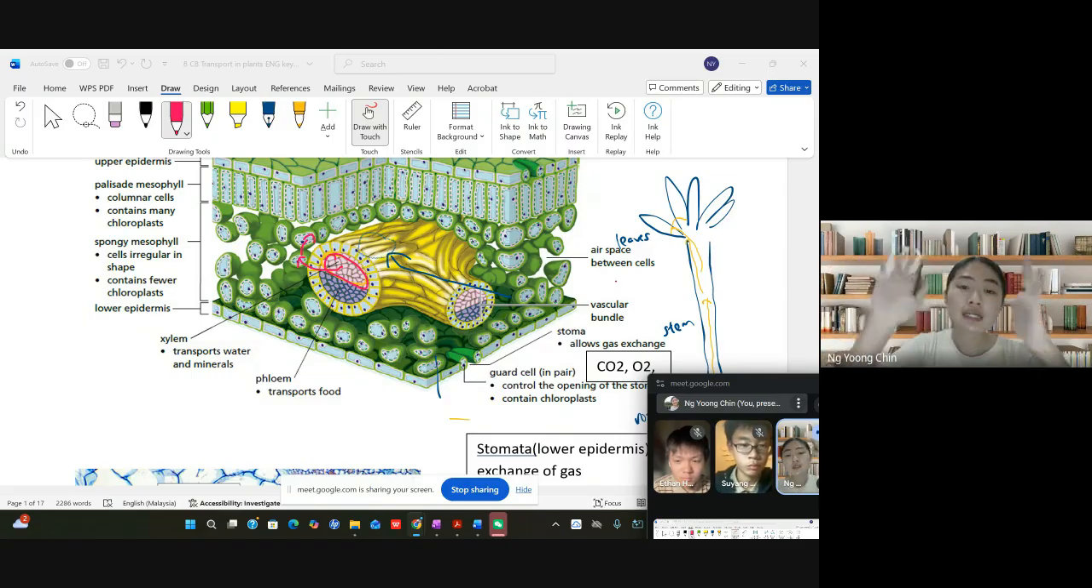They are located side by side to the xylem vessel, just beside them only. So that's why the water comes up from the xylem vessel and enters the mesophyll cell. But you can just write mesophyll cell, it's okay. No need to write palisade mesophyll cell or spongy mesophyll cell. Just write mesophyll cell. Water gets into the mesophyll cell.